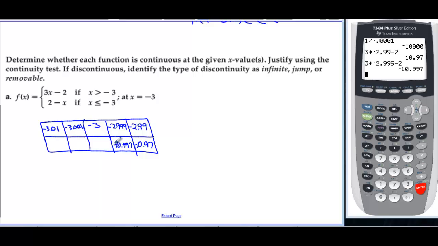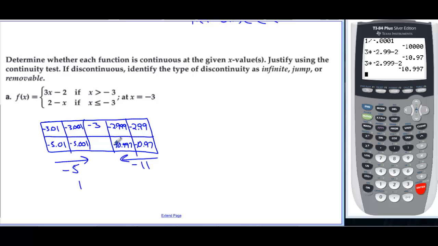Do you get a sense of what it's probably approaching? Probably negative 11, right? So I think the right-handed limit is negative 11. How about the other side? If we're less than negative 3, we're using 2 minus x. And 2 minus negative 3.01 is 5.01. This is 5.001. So I get the sense that this is approaching 5 on the left.